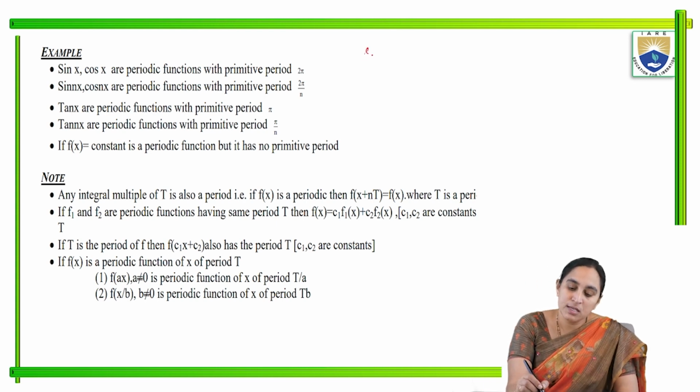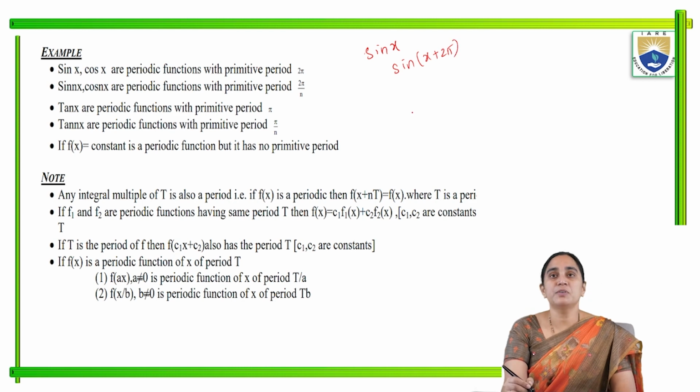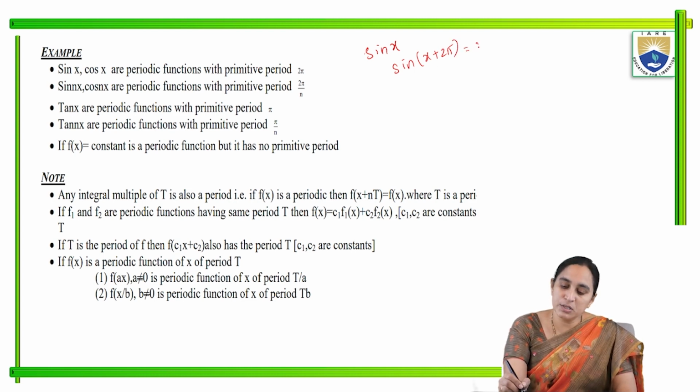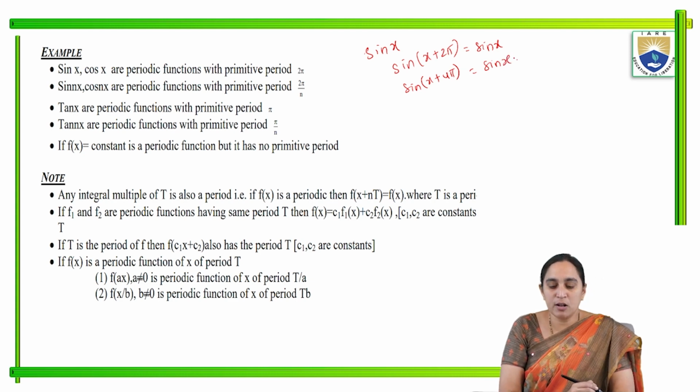For example, sin x, I'll check whether it is a periodic function or not. Sine of x plus 2 pi is equal to sin x. Similarly, sin of x plus 4 pi is again equal to sin x. If you take any value in terms of 2 pi, 4 pi, 6 pi, again we get the same function. Therefore, sin x is a periodic function with the period 2 pi. Similarly, cos x is a periodic function with the period 2 pi.